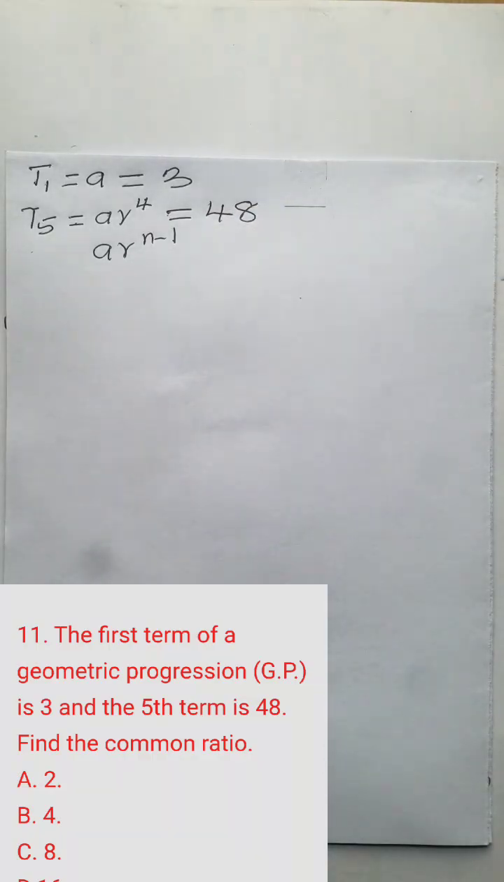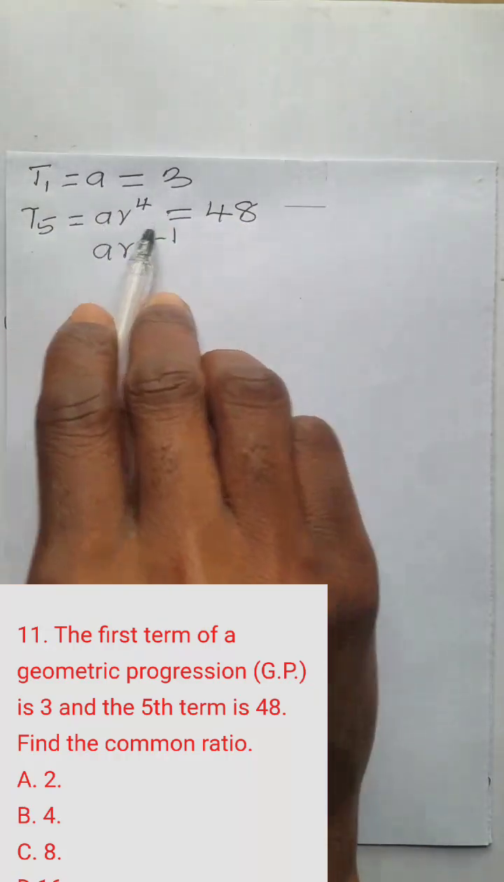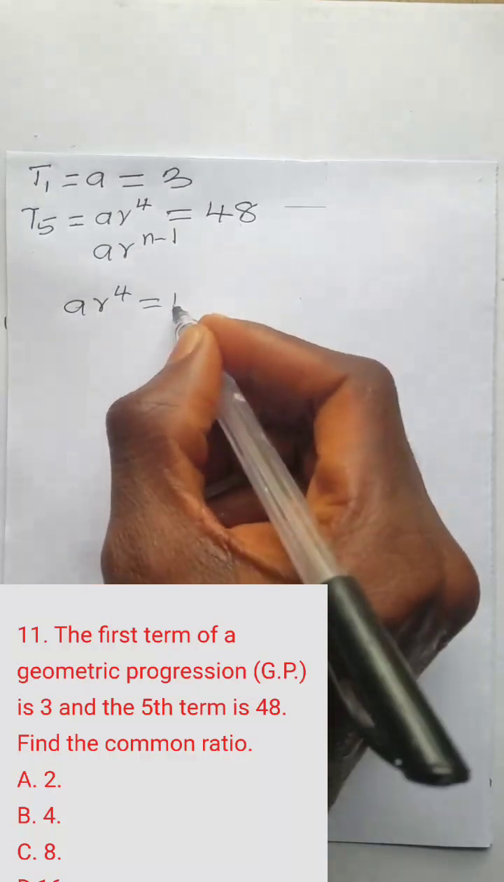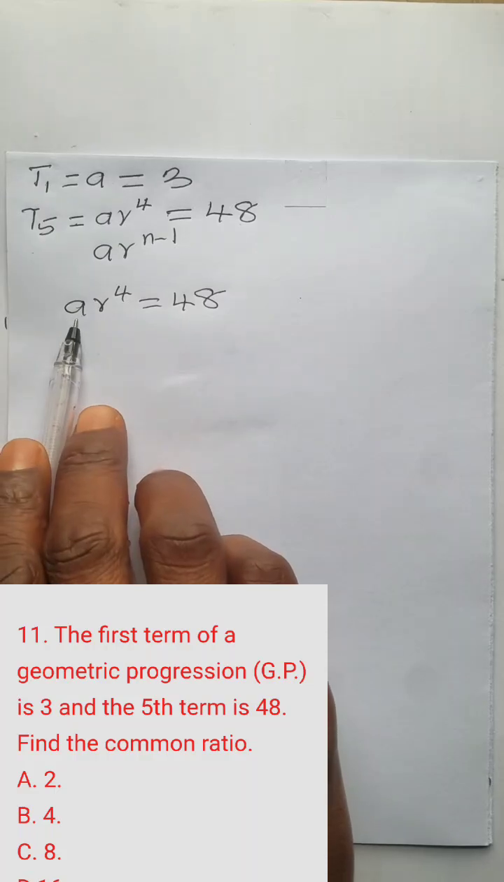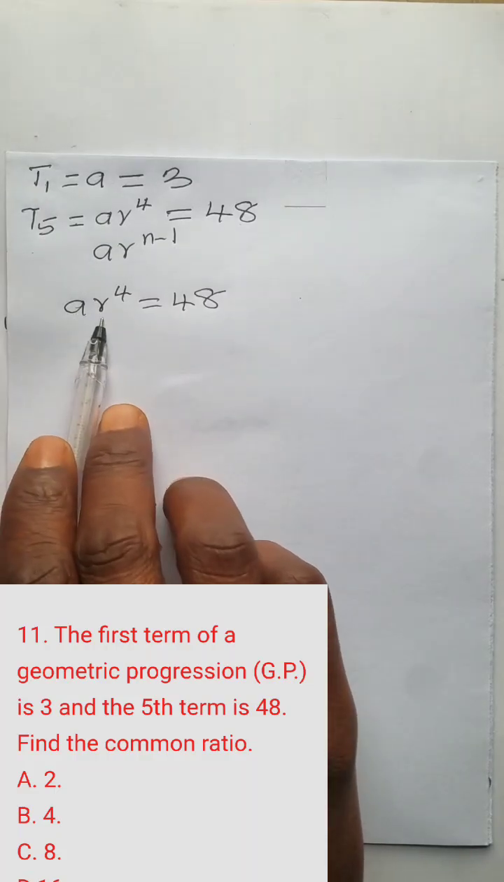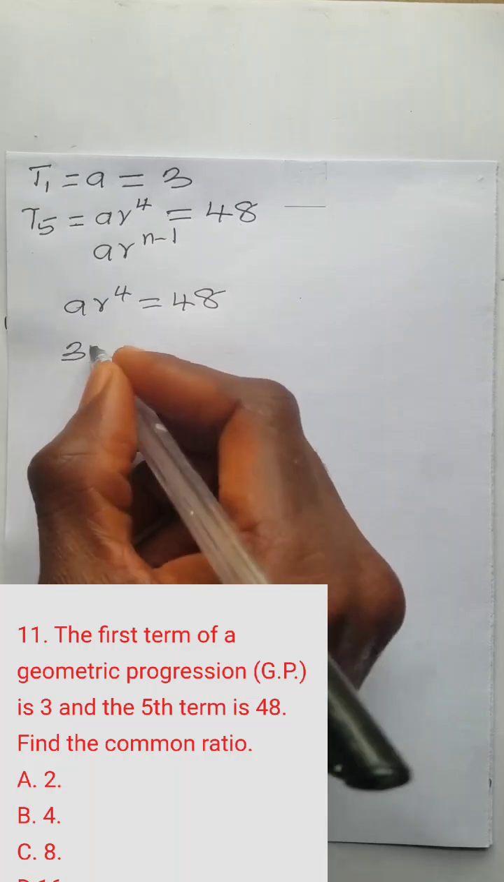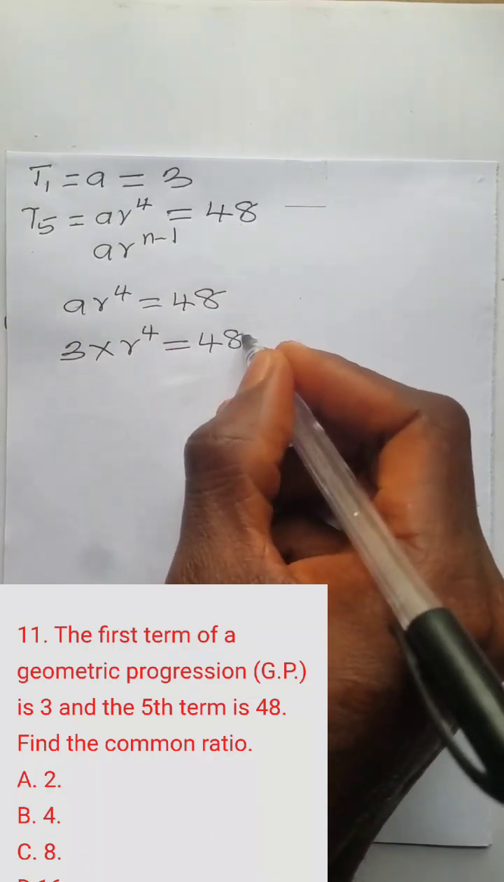Now, what formula do we use in solving this question? We've extracted everything. I can clearly see here that with the fifth term formula, AR4 is equal to 48. I have everything I need. My A is 3, and all I need is just R. So I have 3 times R to power 4 is equal to 48.